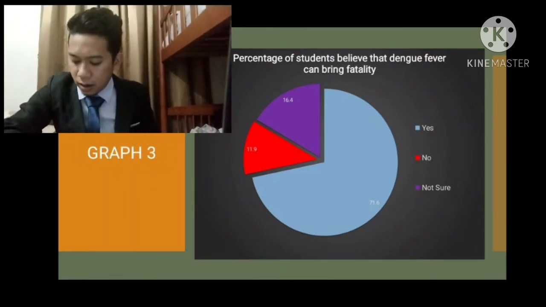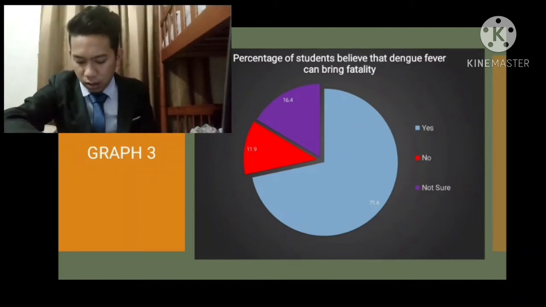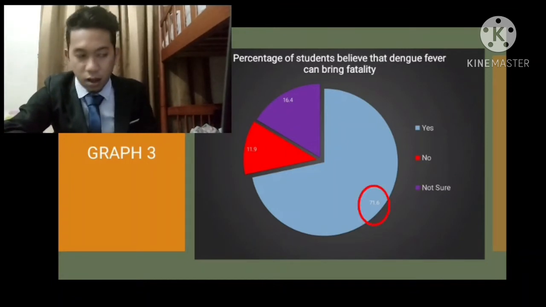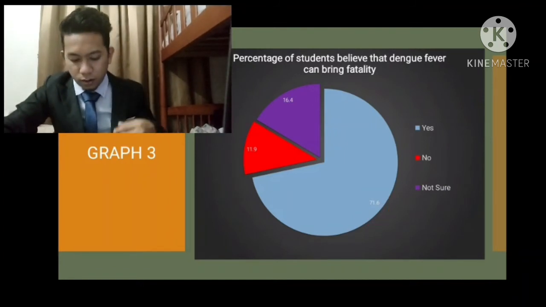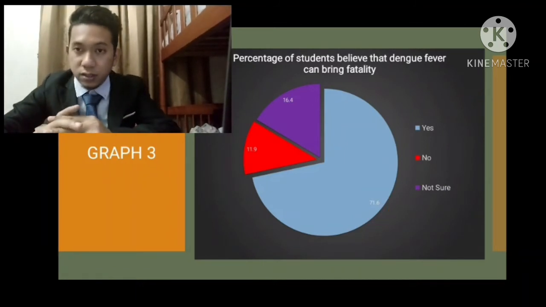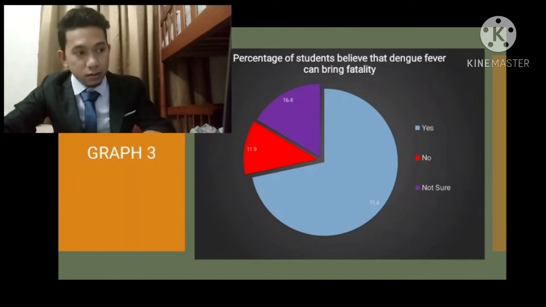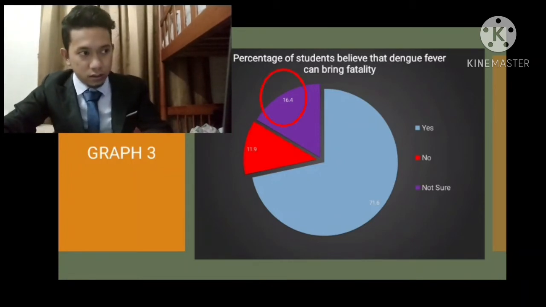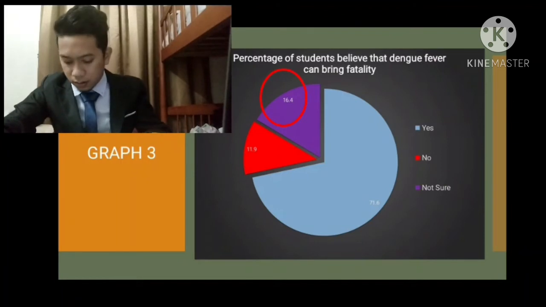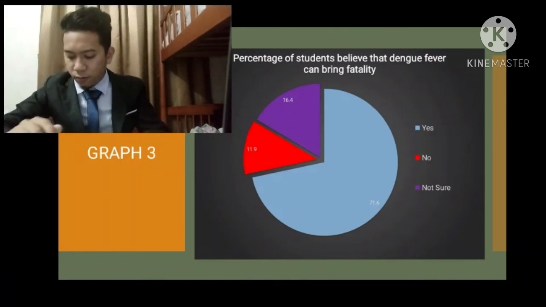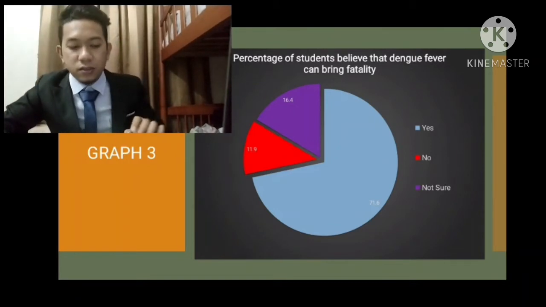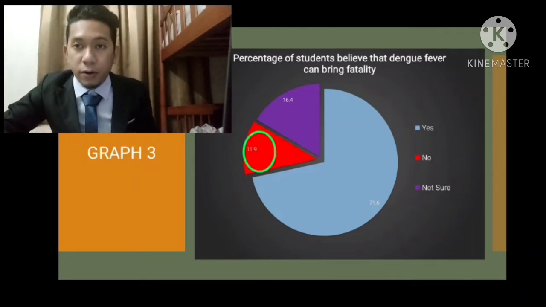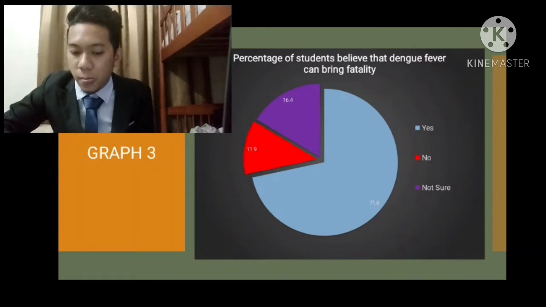Based on this pie chart, there are 3 different answers for this vote. About 71.6%, or the majority of Psis students, vote yes. There are 16.4% among the Psis students that vote not sure. While the balance, about 11.9% of Psis students, vote no for this questionnaire.